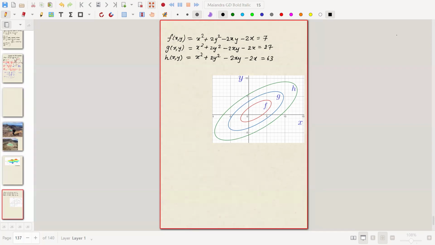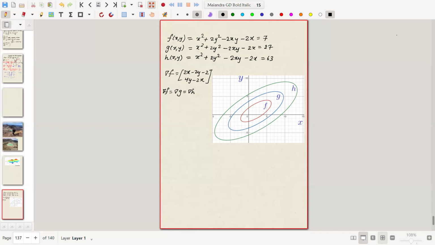Okay. Now we will see the importance of the gradient here. Can you confirm that previously we found the gradient of f at (-1, 1) and an expression for the gradient? What expression did we find? The gradient is (2x minus 2y minus 2, 4y minus 2x). Now, can you appreciate that you will get the same gradient for g and h?